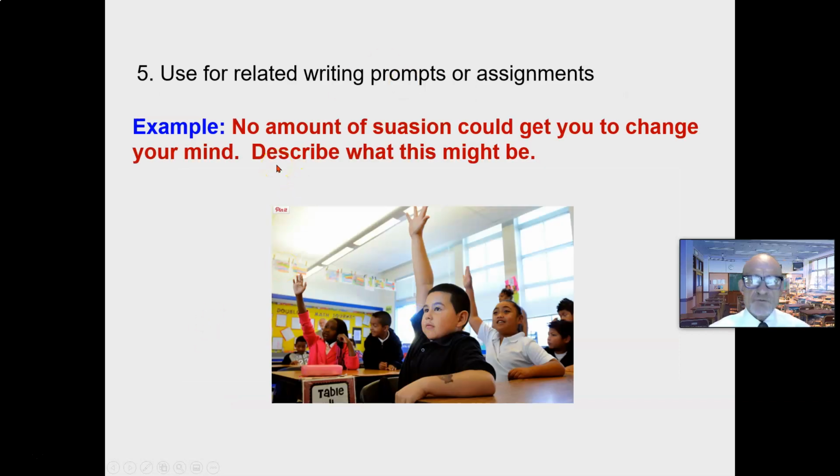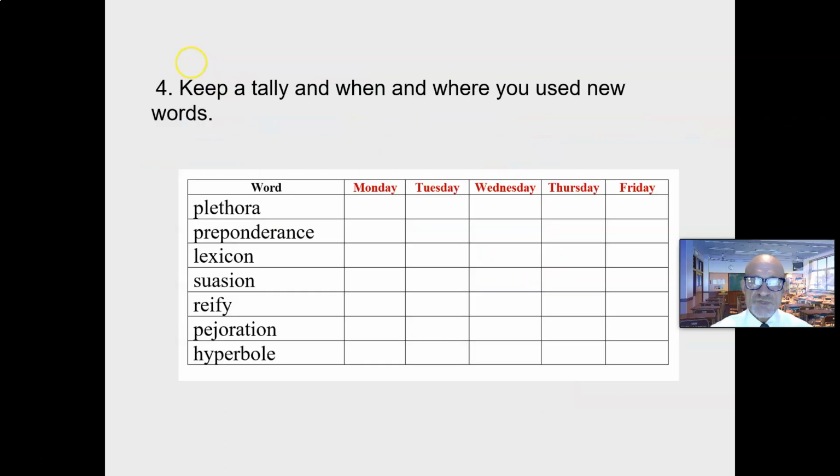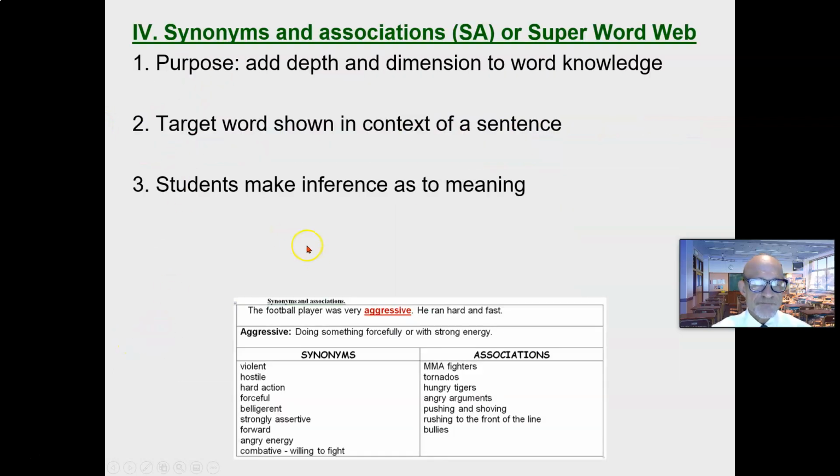Use their words for related writing prompts. No amount of suasion could get you to change your mind. Describe what this might be. And this would be a writing prompt or a journal entry, and they would be using the word suasion. All right. The next one.